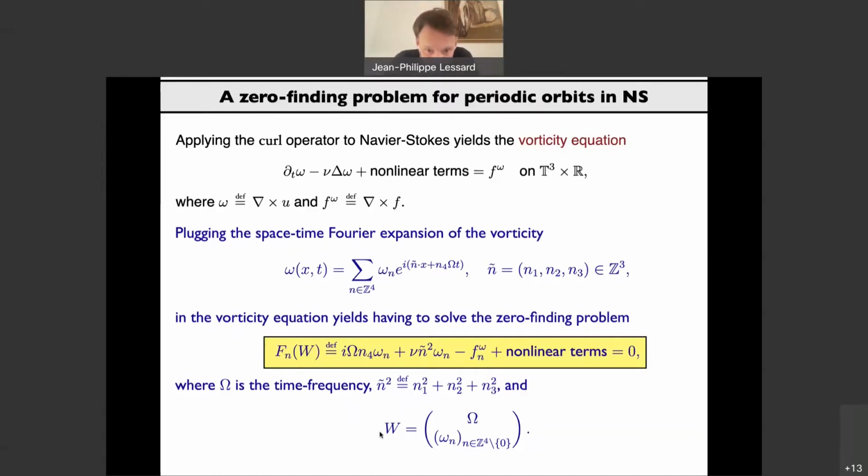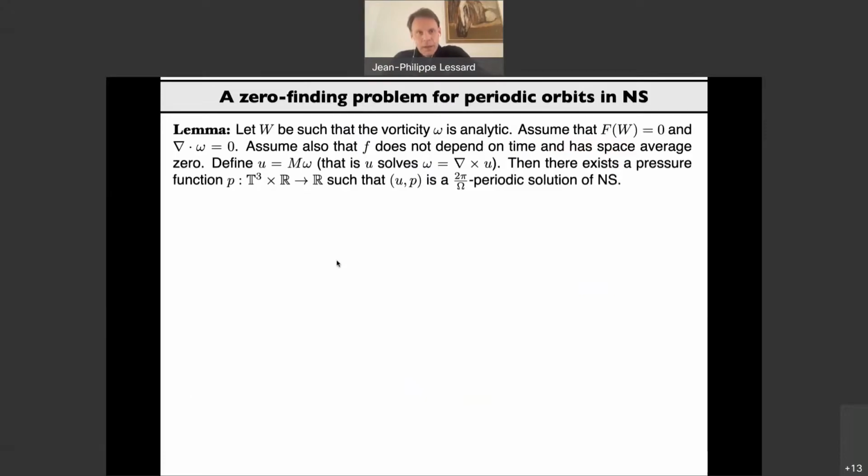You have infinitely many unknowns. W here is really containing the frequency and all the Fourier coefficients of omega. And when you think about it, that's a lot of unknowns, because now n is indexed over Z^4. So you have 4 dimensions, again, 3 spatial and one time variable. So that's a very high dimension. I mean, it's infinite dimensional, but there's a lot of infinities, right? So it's Z^4.